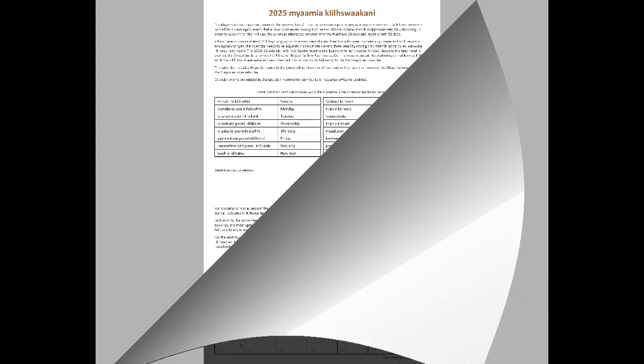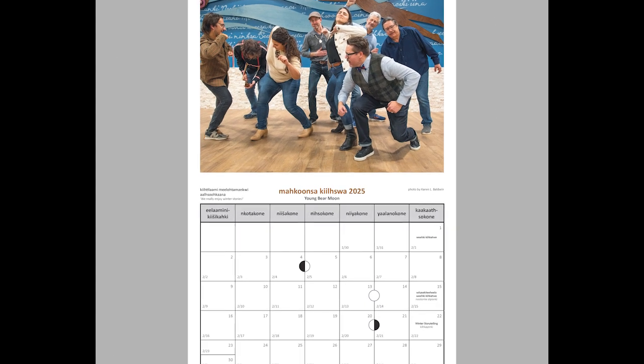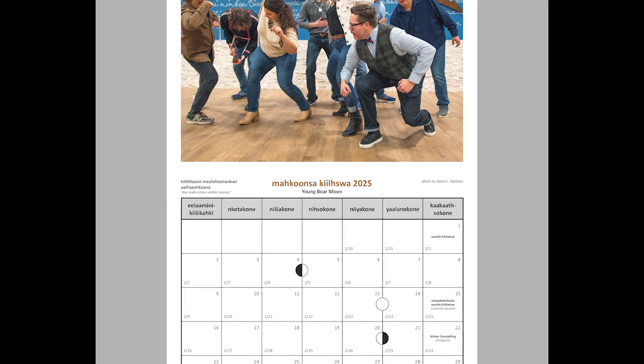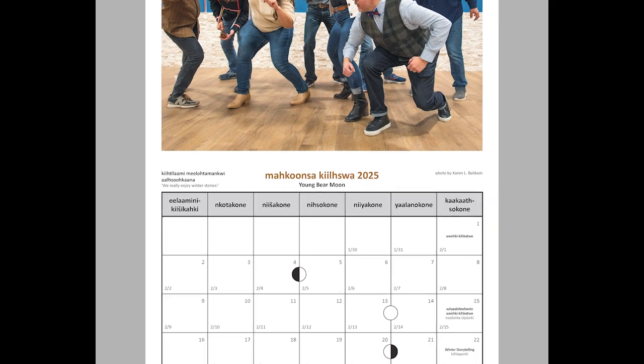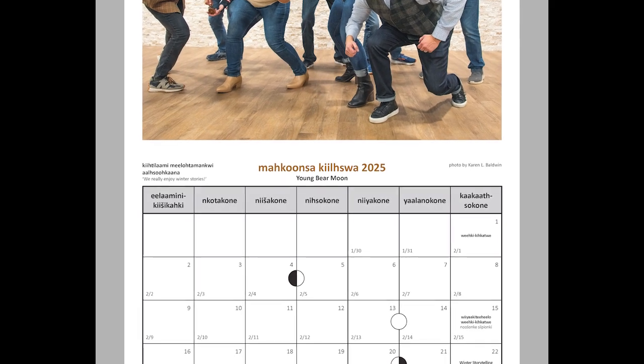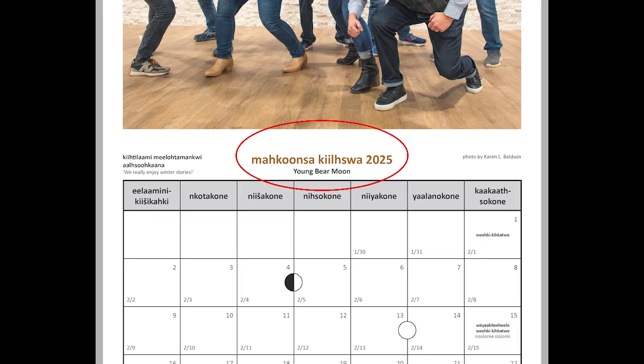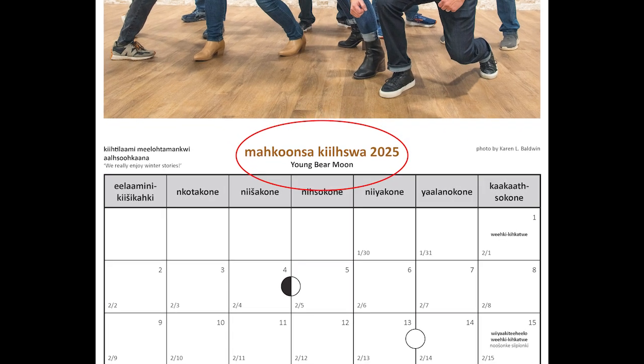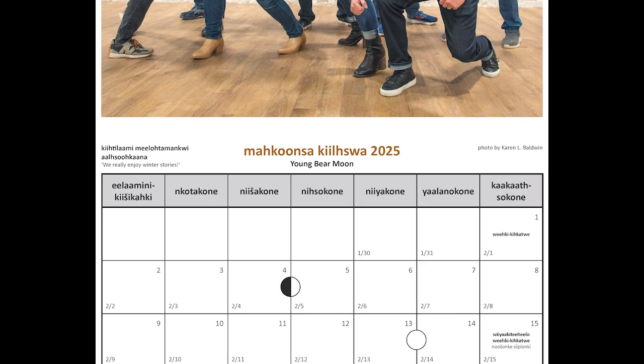If you flip it again and go to the next page, you'll find the first month of the year, and this is going to be Mahkunza Kiilhswa, the young bear moon. The name of the month will be near the fold in the middle. The days of the week are along the top, as typical, starting with Sunday. So let's practice each of these, and then we'll tell you what they mean.